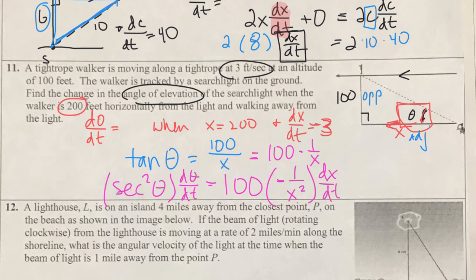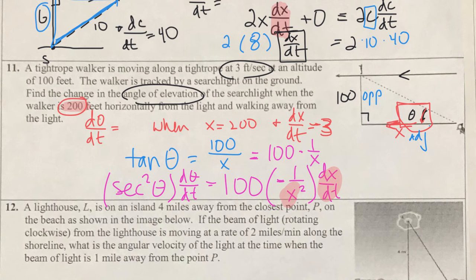So let's see, what do we need to know? We know that x is 200. So we'll plug a 200 in there. dx/dt is 3. So we'll plug 3 in there.